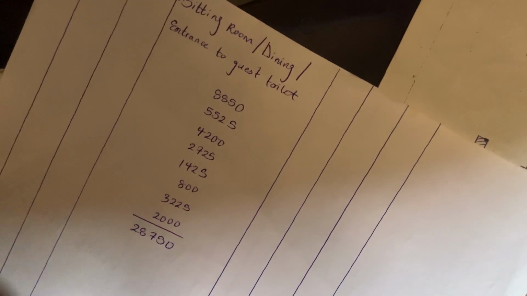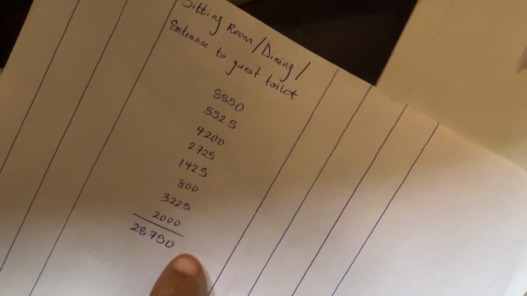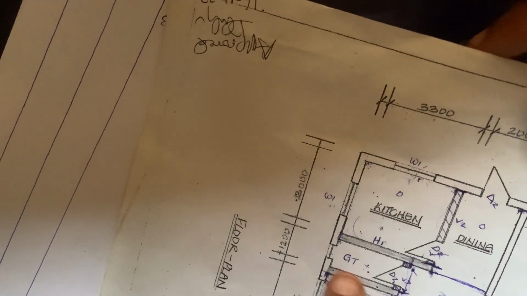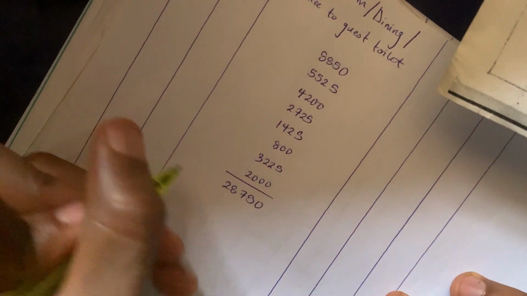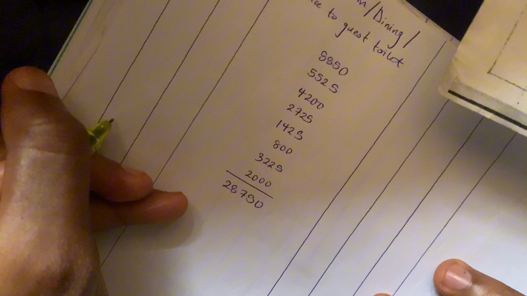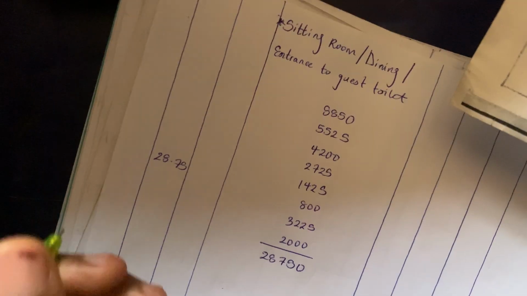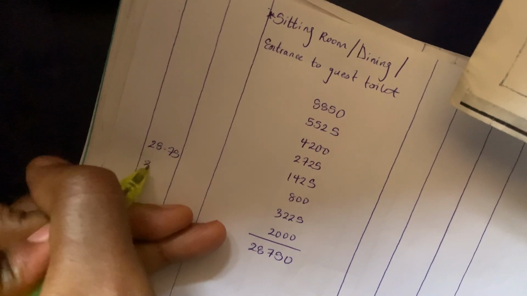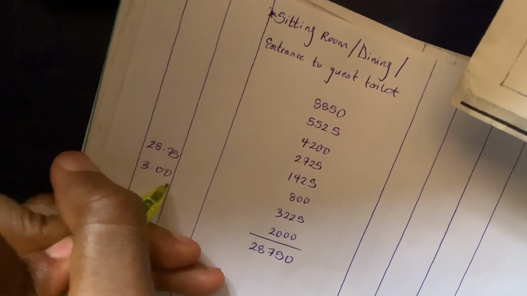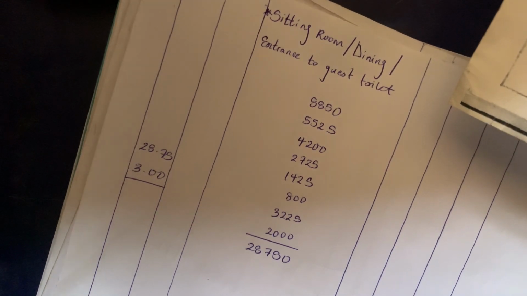Find the sum of everything here: 28,750. Now this is the perimeter for this shape that you are seeing, this irregular shape. So all I need to do now is to book it down. So I would say divided by 1000, it will give me 28.75. So when you book, you write 28.75 by 3.00, which is the height, and then you start deducting.